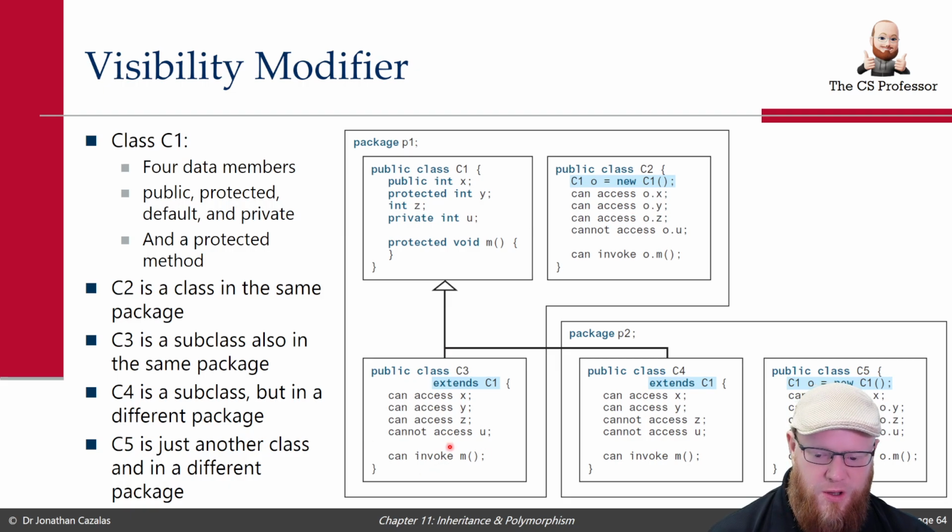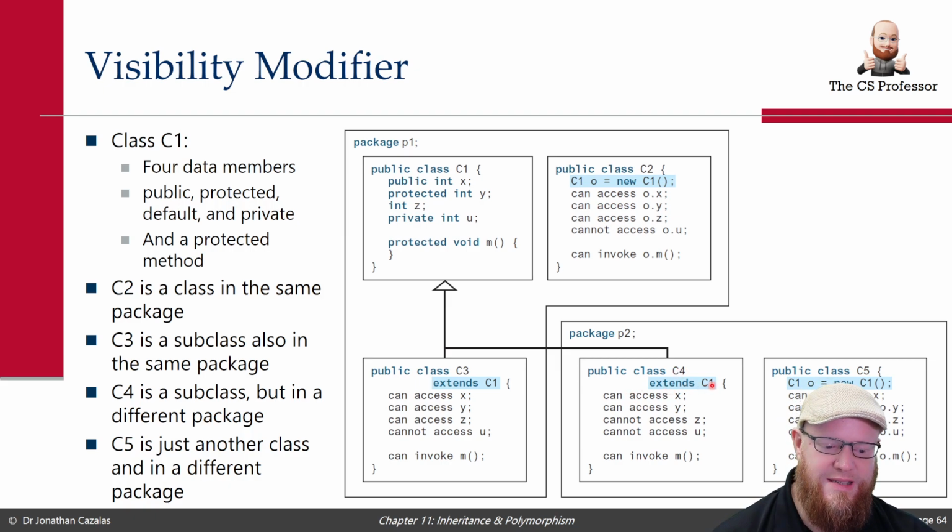What about here for class C3? It's pretty much the same thing. We are in the same package, so we can access Y, we can access Z, we cannot access U because we're not in the same class, and we can access X because it is public. Now what about over here when we get to package P2? This is where it gets interesting.